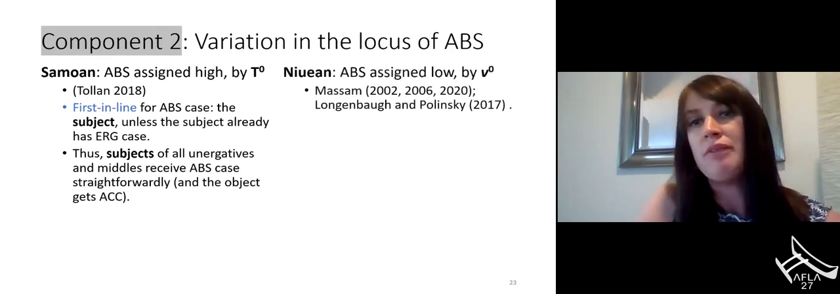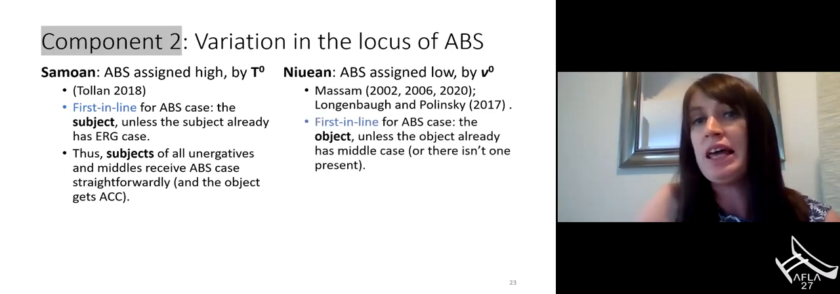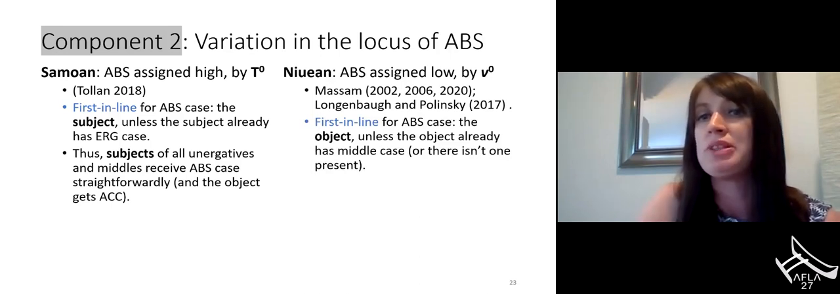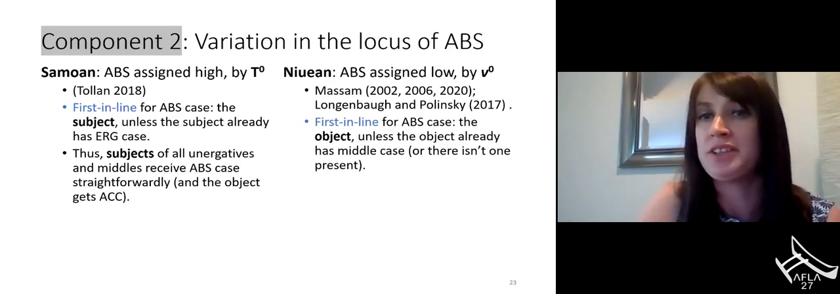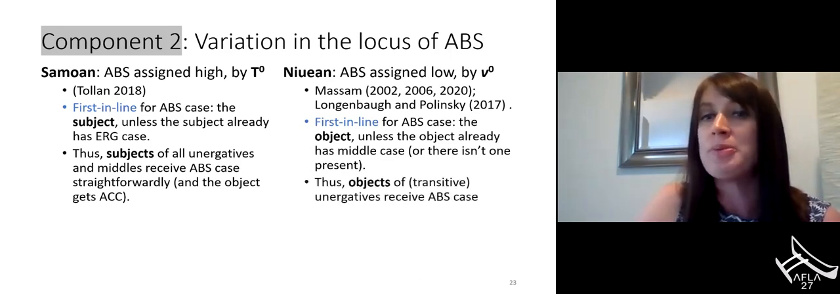In Niuean, however, following previous authors, we're going to say that absolutive case is assigned low by little v. This means that unlike in Samoan, the first in line for absolutive case in Niuean is the object, unless the object already has lexical middle case or there just isn't one present. Therefore, it's objects of transitive ergatives that receive absolutive case.